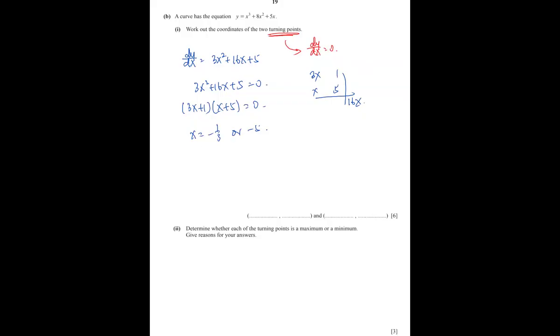To find the y coordinate, I substitute these values into the original equation. Do not substitute back into the derivative, because if you substitute back into the derivative, you just get 0. So y equals, I'll just use the calculator for this now, honestly. Okay, this one will be -22 over 27. If it's -5, it will be 50. So my coordinates are (-1/3, -22/27) and (-5, 50).